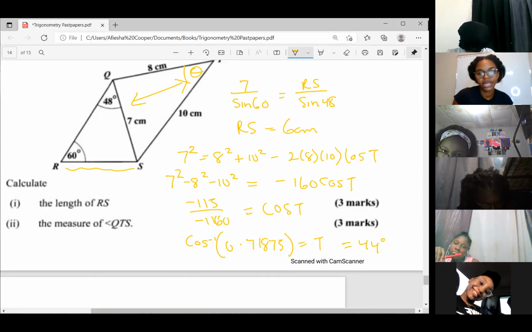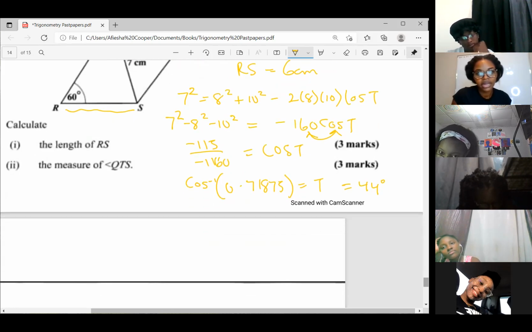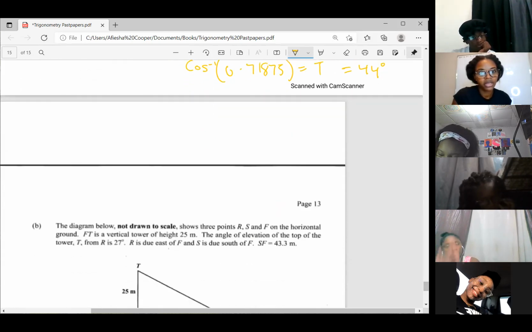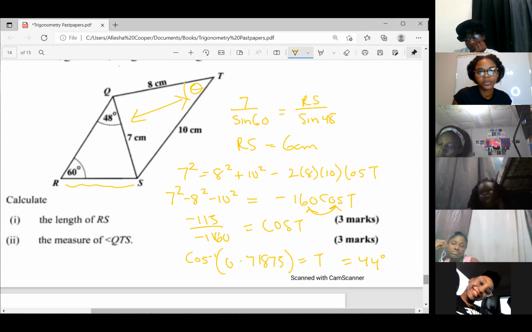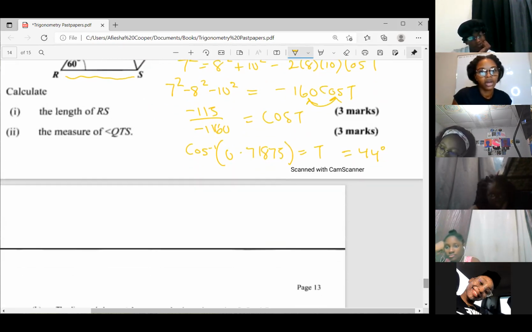44 degrees. Miss, I understand this, right? But how is the 160 negative when you move it across? Oh, because it's multiplication, not subtraction. Oh, okay, miss. That makes much more sense. So you're dividing by negative 160 on both sides. Yeah, that's a common mistake a lot of people make. Any questions here?